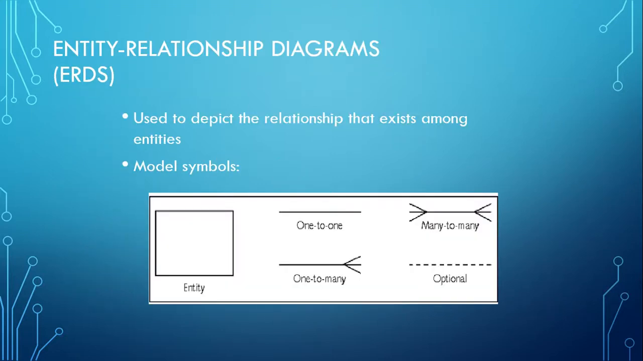In our ER diagrams, or ERDs, we use certain symbols. We generally use rectangles to describe entities, and we have our relationship lines. So there's one-to-one relationships, one-to-many, many-to-many, and optional relationships. We represent the optional ones with dotted lines.